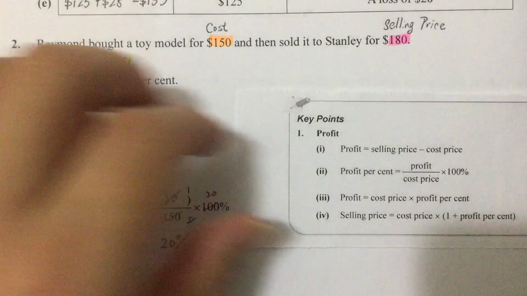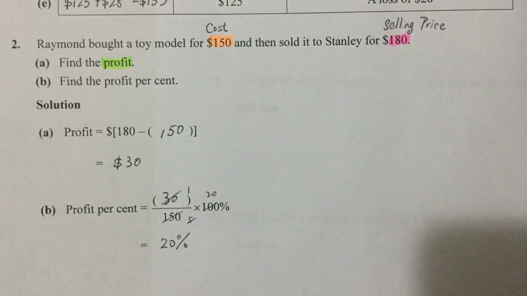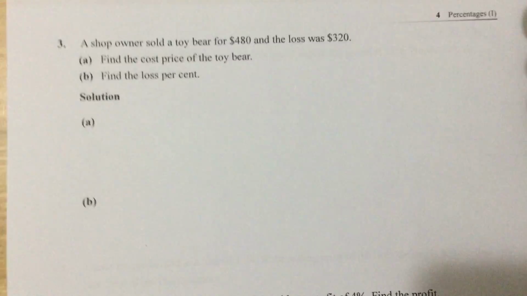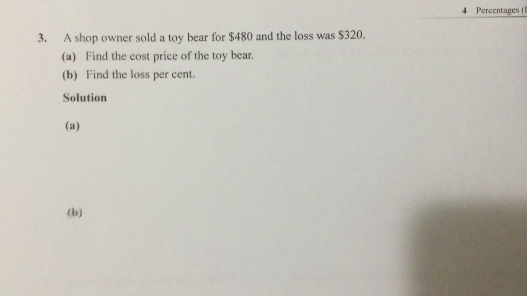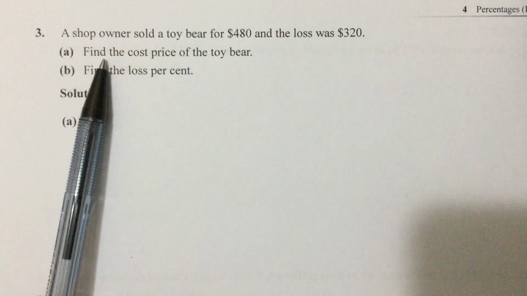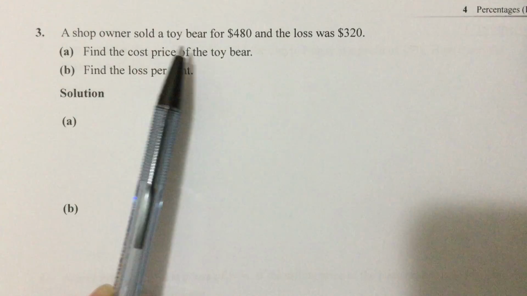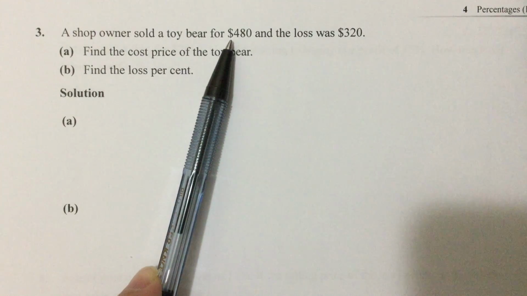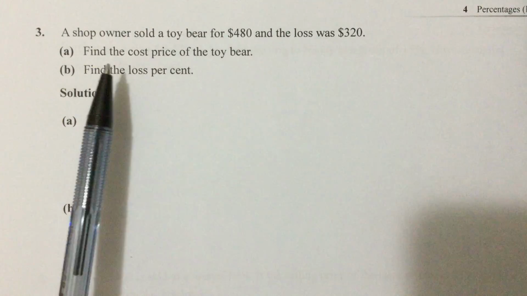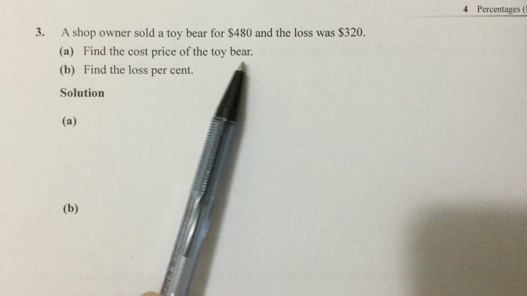Okay, now we will go to question 3. Okay, let's look at question 3. Once again, we must check the question carefully. A shop owner sold a toy bear for $480 and the loss was $320. Find the cost price of the toy bear.